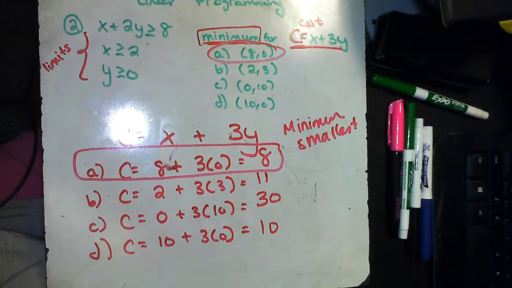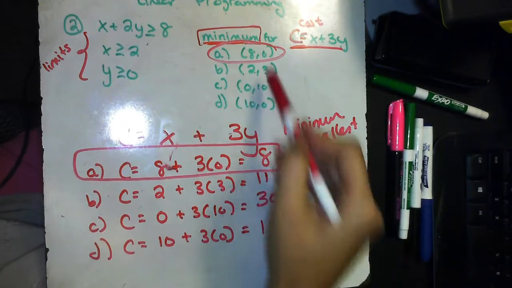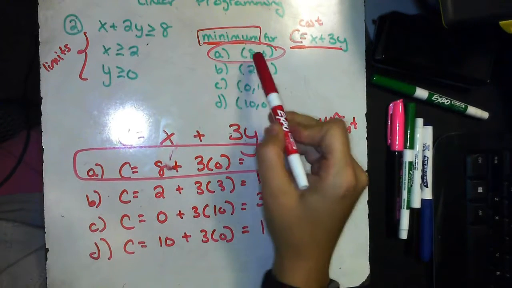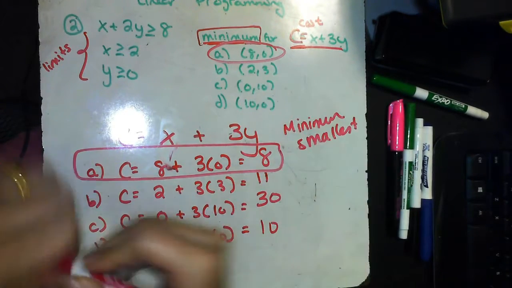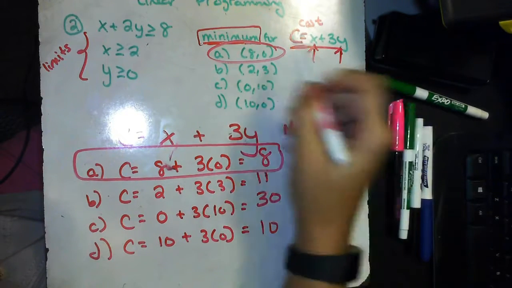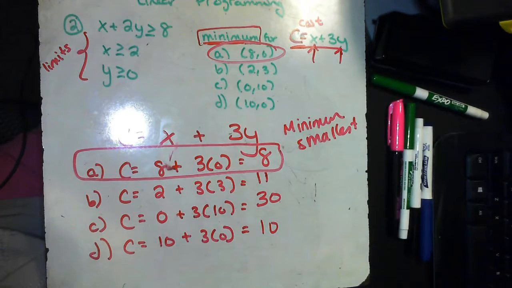Okay? That's the shortcut if you've got multiple choice options. Take your X and your Y and plug them in. If it wants a minimum, you go with whatever number is smallest. If it wants a maximum, go with whatever number is biggest.